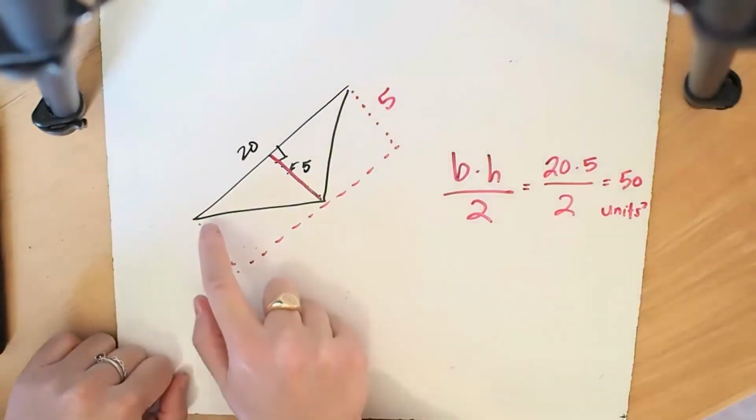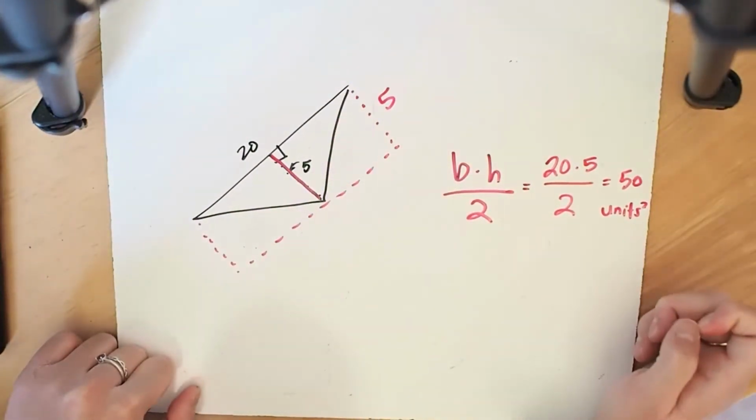Don't get yourself confused by the lines that are here on the sides. They don't mean anything for area.